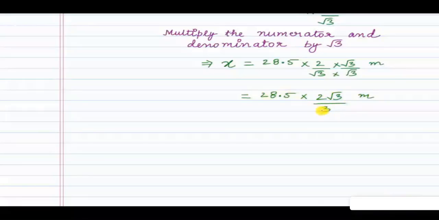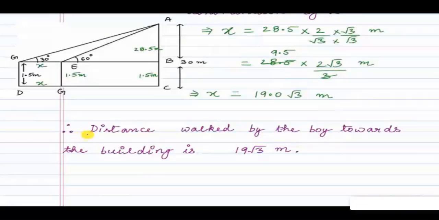Now here this 3 can get cancelled with 28.5. This will come out to be 9.5. Now our x is equal to 9.5 into 2 is 19.0. So this will become 19 root 3 meters. Therefore, distance walked by the boy towards the building is 19 root 3 meters. This distance GE is the distance which is coming out to be 19 root 3 meters. This is our answer.